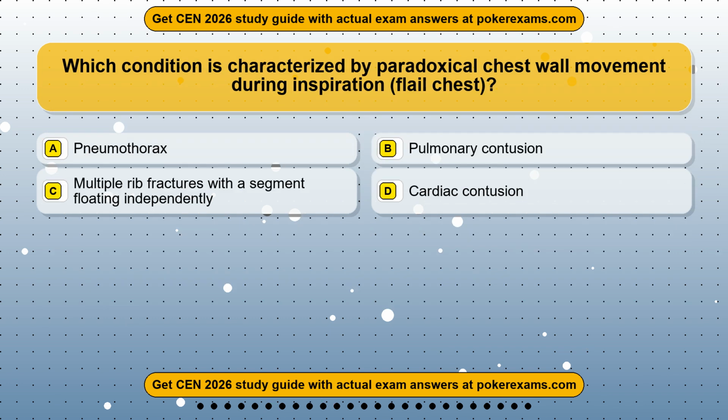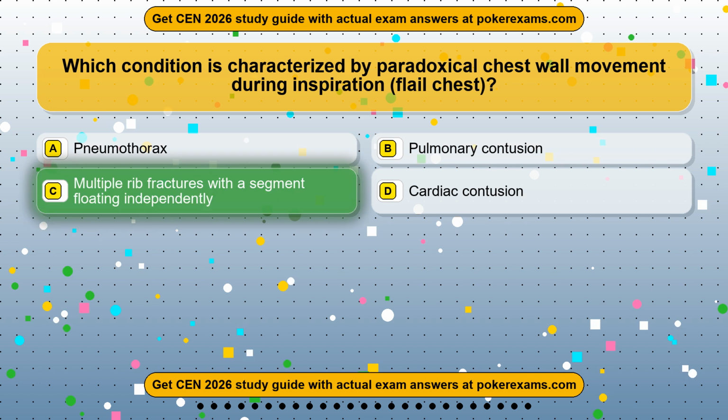Question 10. Which condition is characterized by paradoxical chest wall movement during inspiration, flail chest? Option A. Pneumothorax. Option B. Pulmonary contusion. Option C. Multiple rib fractures with a segment floating independently. Option D. Cardiac contusion. The correct answer is option C.